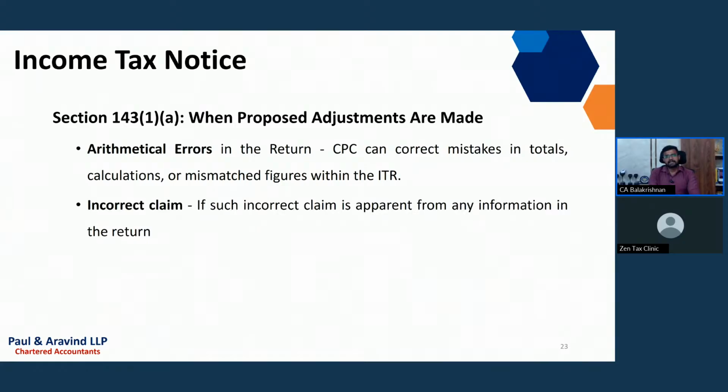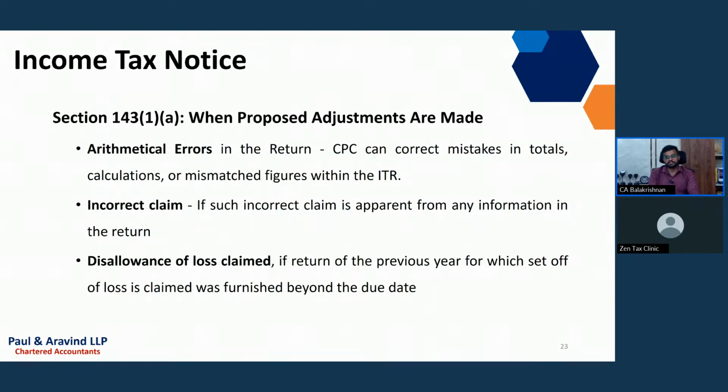And incorrect claim: in case of any incorrect claim that is apparent from any information in the return, the department may issue a proposed adjustment notice. And disallowance of loss claimed.